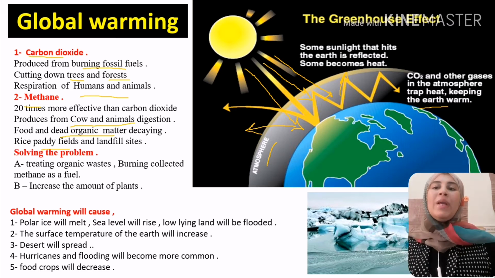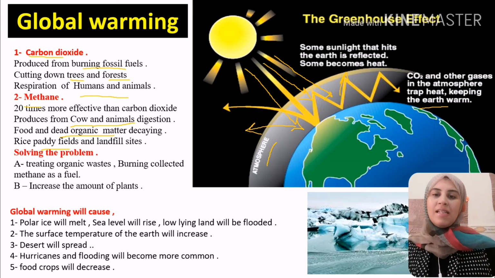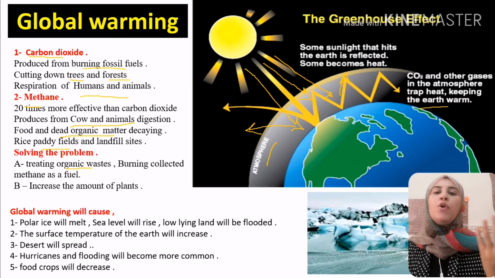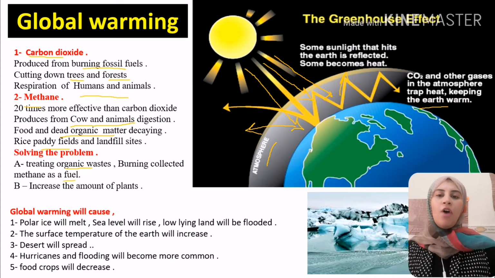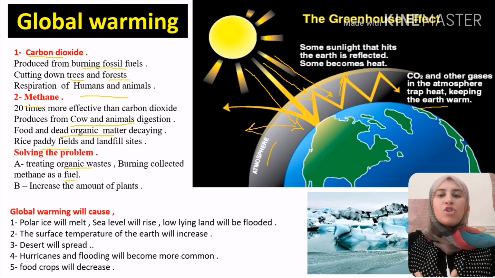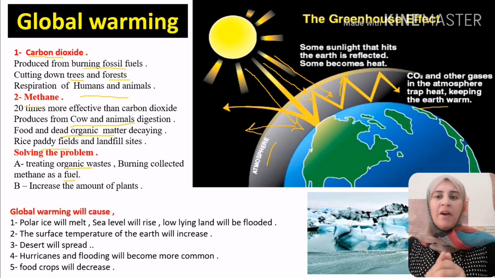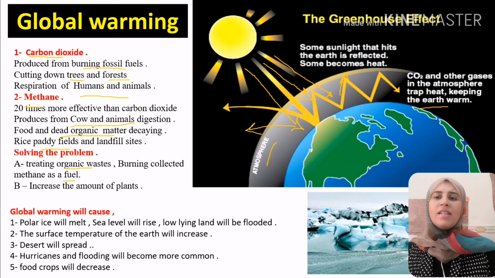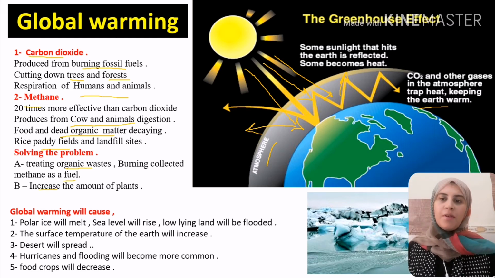At first, we can burn organic wastes. We can use methane as a source of energy. We can use it as fuel instead of increasing the level of global warming. Instead of damaging the earth, we can use it as a source of energy and burn it directly. We should increase the amount of forests. We should increase the amount of plants and stop cutting forests, of course.